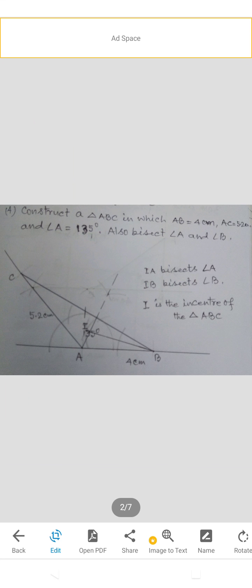Now construct also bisect angle A and angle B. So, bisect the angle BAC. AI bisect the angle A and BI bisect the angle B. I is the in center of the triangle ABC.